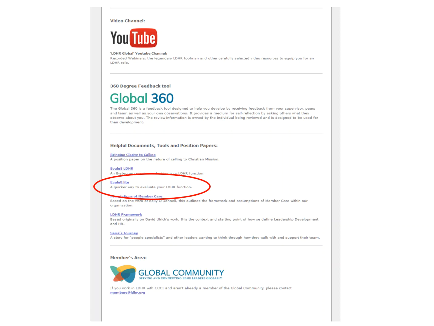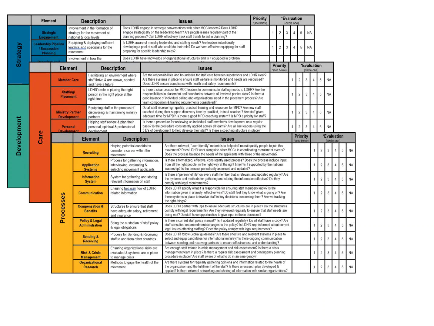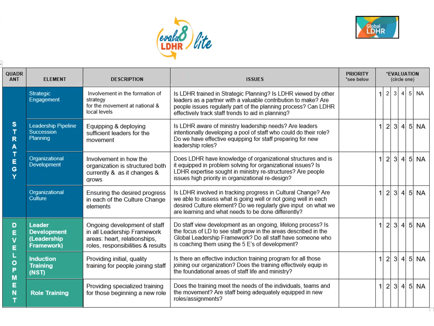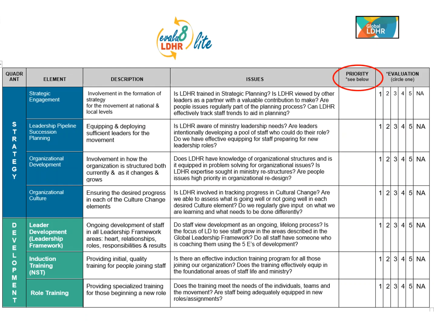The Evalu8 LDHR Lite tool addresses the key elements in each of our 4 LDHR quadrants, with a page at the end with directions on how to use the tool. The document identifies the quadrant, lists the key elements, describes the element, and uses questions to help identify key issues related to each element. Now, going back to our 8 steps. Step 4 is prioritize, which is dealt with in the next column of the tool.